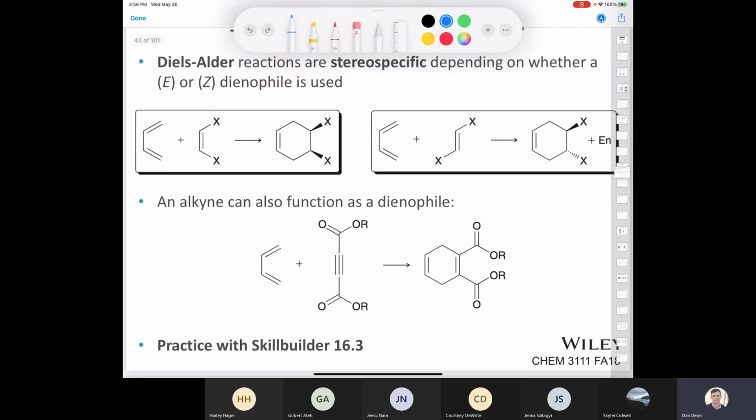And then an alkyne can also function as a dienophile, right? And you could practice drawing your curved arrows here, right? But I'm only breaking one of the pi bonds in this triple bond here. So we end up with a 1,4-cyclohexadiene. Okay, this would be a 1,4-cyclohexadiene here.